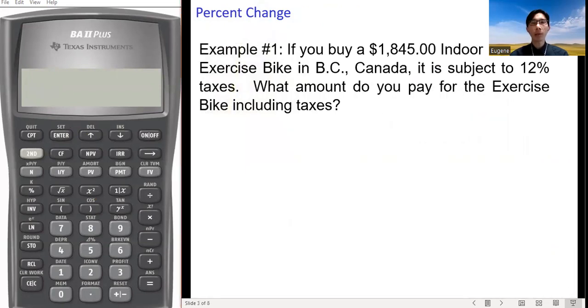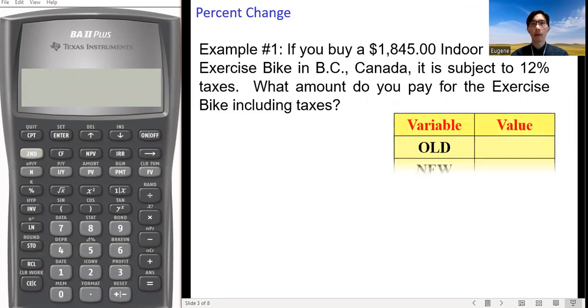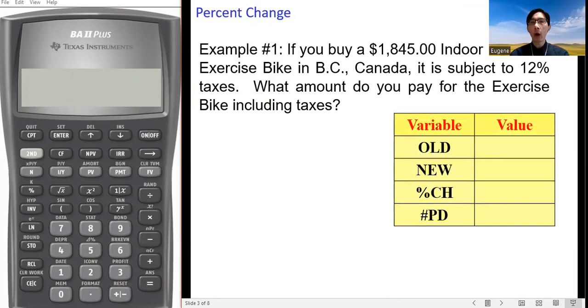If you buy a $1,845 indoor exercise bike in BC, Canada, it is subject to 12% taxes. What amount do you pay for the exercise bike, including taxes? Let's fill out the value of 3 out of the 4 variables. Then we can calculate the fourth one.